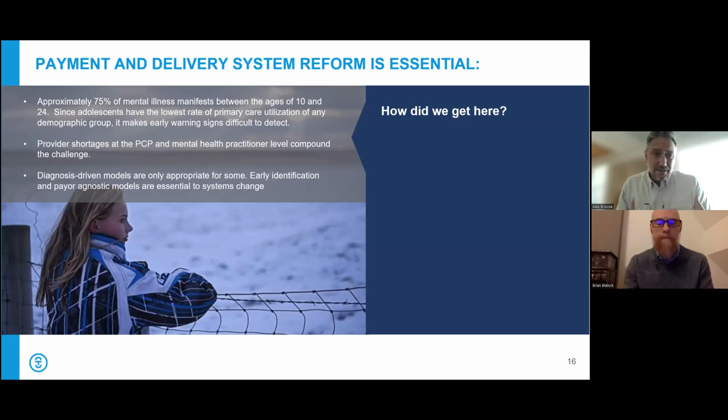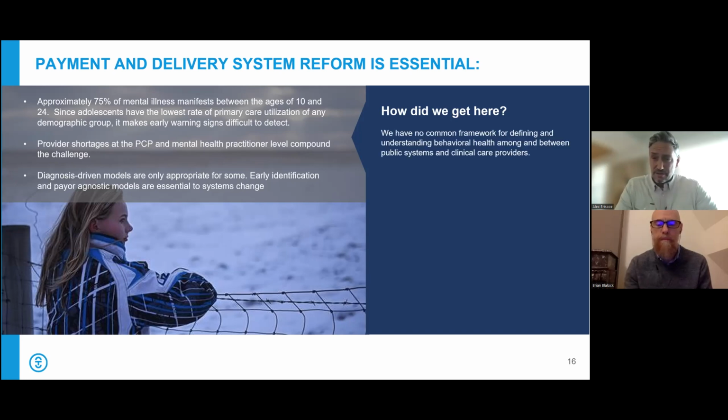I mentioned that schools are essential because 75% of mental illness manifests when young people use the system the least. We have provider shortages, so even if you wanted to give everybody a therapist, you couldn't. I say thank God. I see the provider shortage as much as an opportunity to transform our delivery system as it is a barrier to care. And diagnosis-driven models are only appropriate for some children. The vast majority of young people are living in a culture that told them they're not worth anything. And that's the challenge that our mental health system must address.